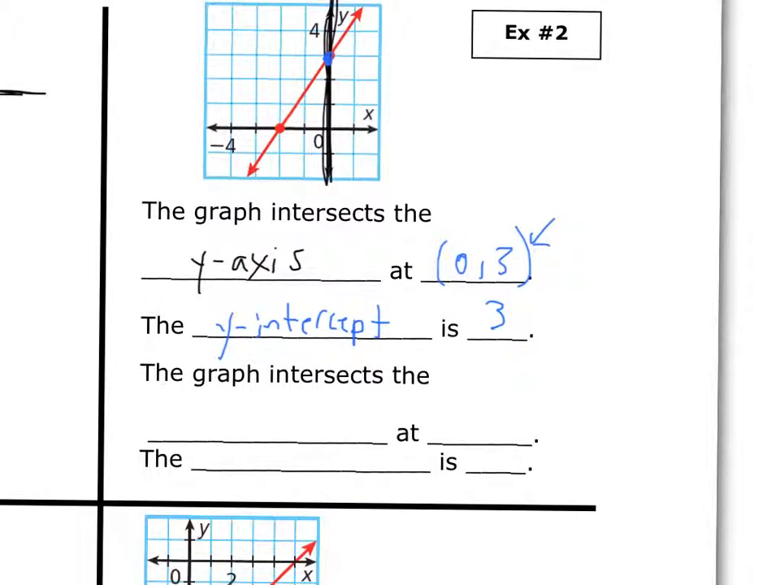Your x-intercept, remember, is right where your x crosses. So right here, the graph intersects the x-axis at (-2, 0). So the x-intercept is, of course, the x value of that point, or -2. This is going to be used all the time for the rest of this unit, so you have to be comfortable with x and y intercepts.